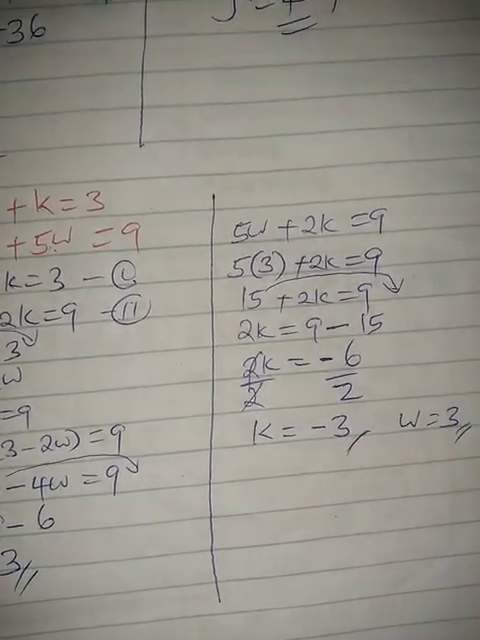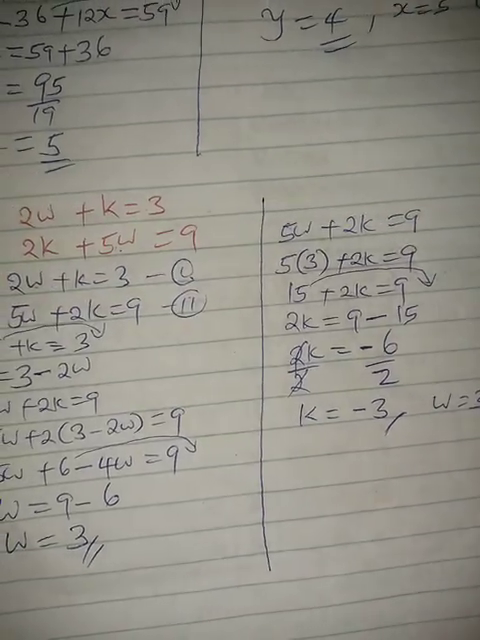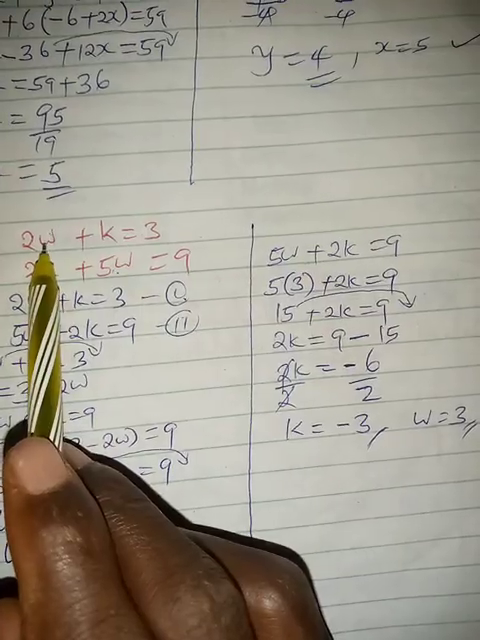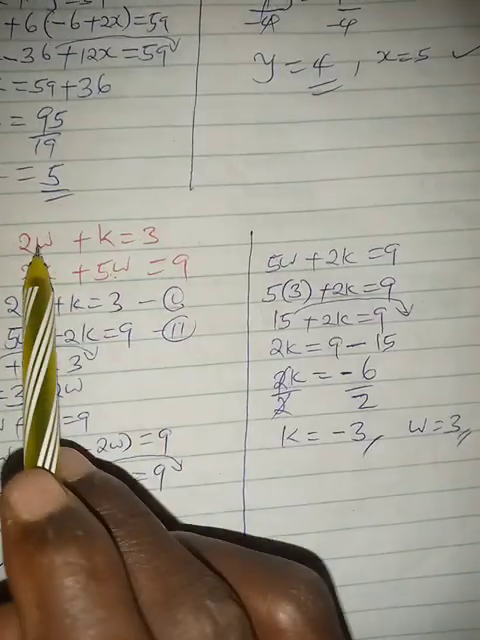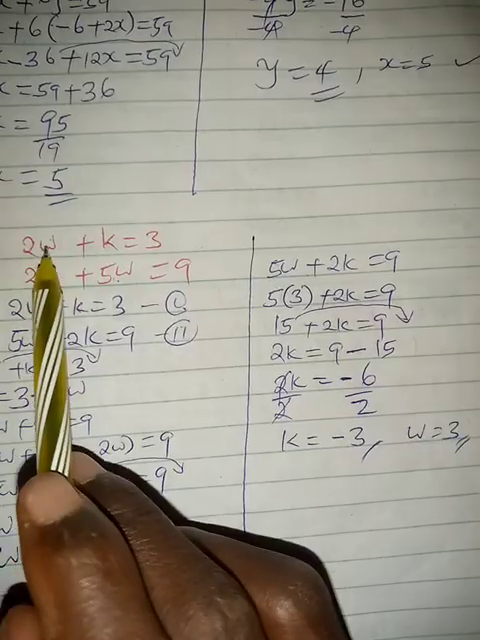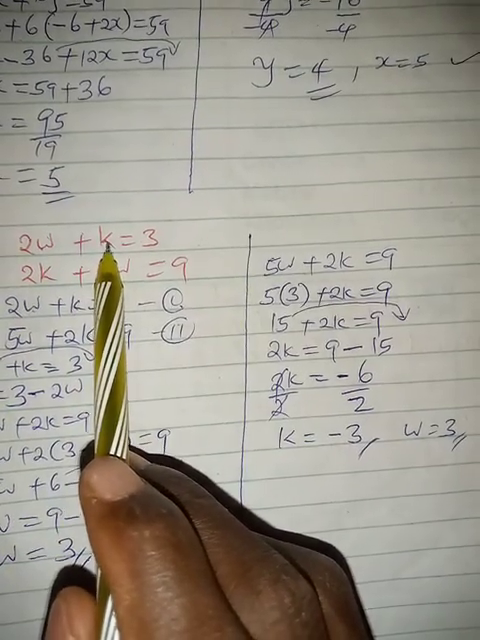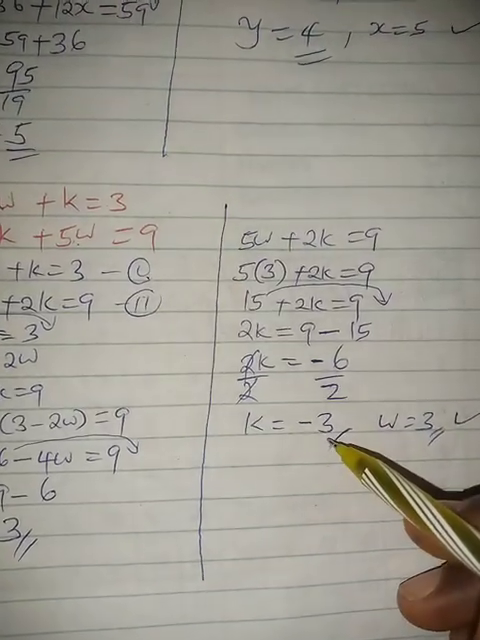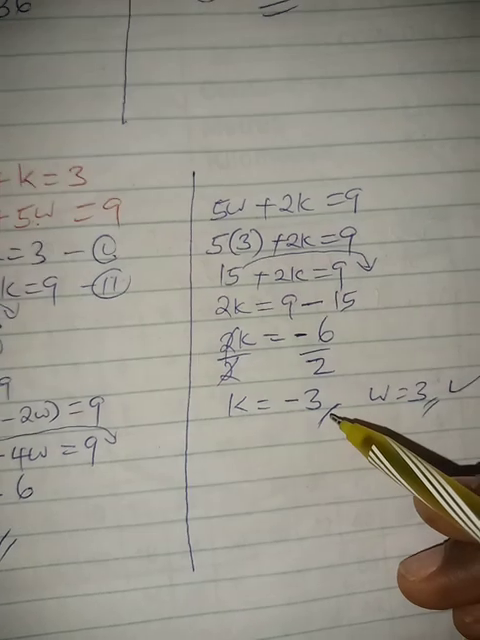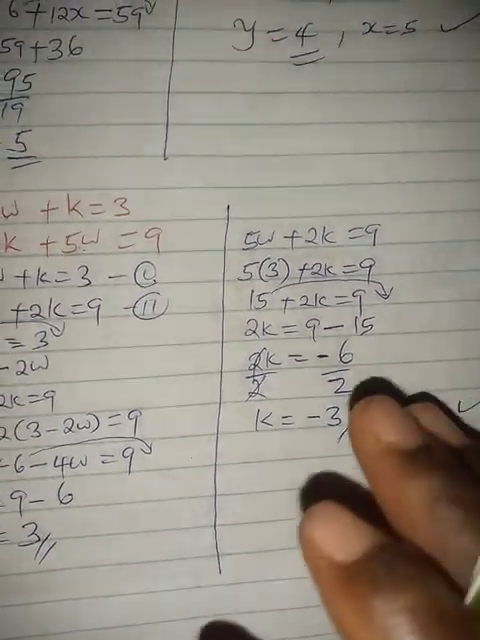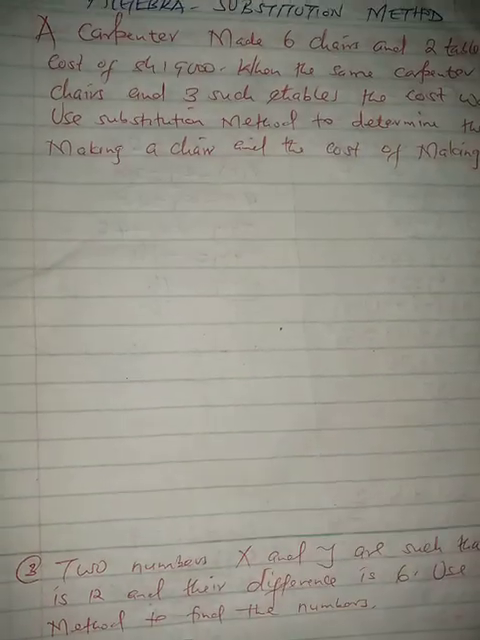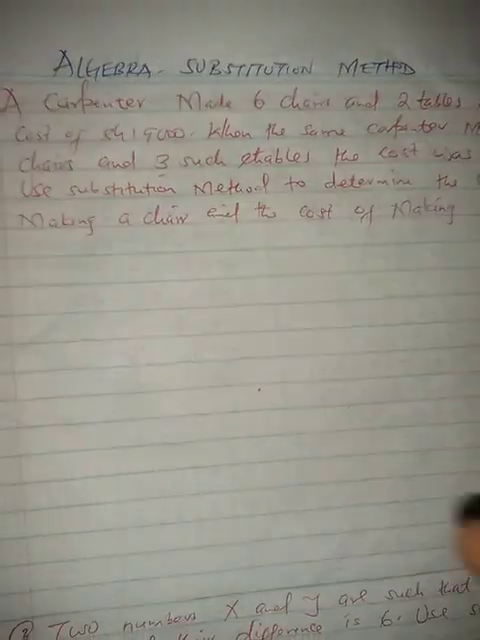You can try to see if it is okay. Once w is positive 3, we get 6. K is minus 3, we get 3, so it is okay. So the two values are okay. That is k is equals to negative 3, and w is equals to positive 3. Now we can go to one more question. Not one or two, it is just two more questions, and then from there we end our lesson.